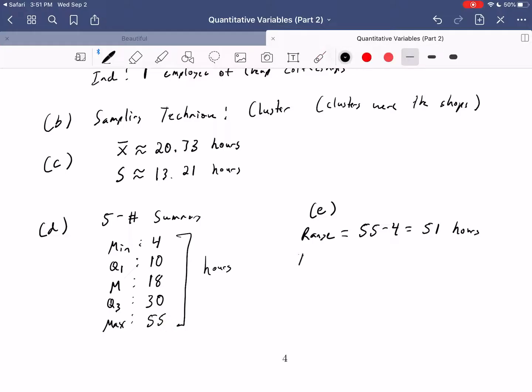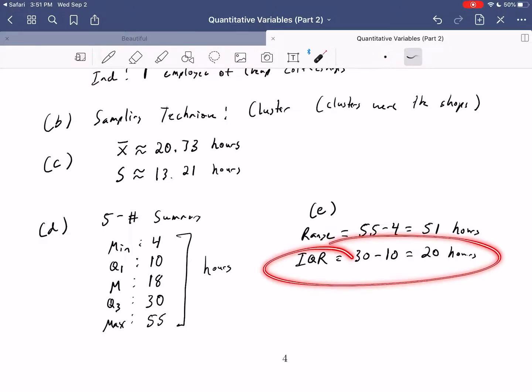And the IQR, well, remember IQR is Q3 minus Q1, so that would be 30 minus 10, which equals 20 hours. So the middle 50% of our data is spread over a range of 20 hours. In one of the later videos about quantitative variables, we'll investigate a little bit further why we want the IQR. Right now, it's just something we want to make sure we're comfortable calculating, but it does serve an important purpose later on in our class.